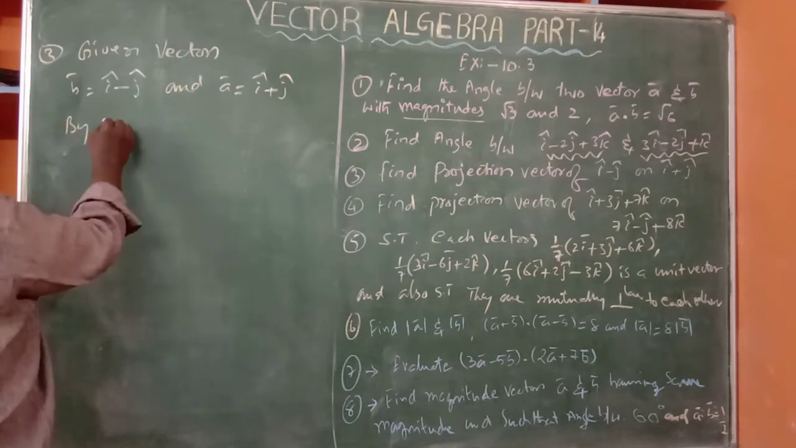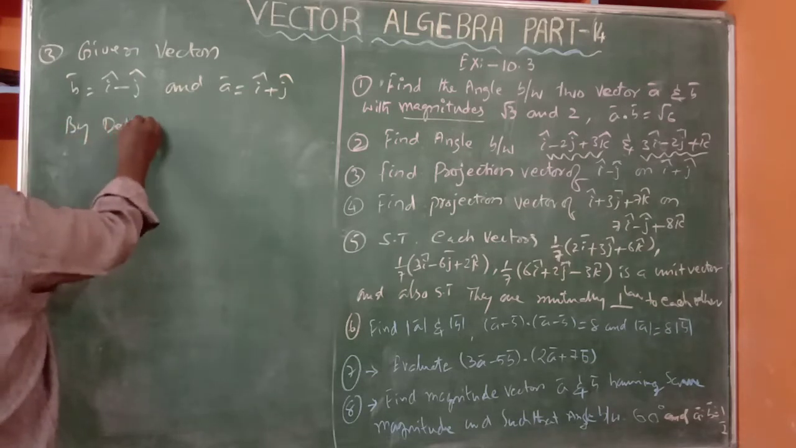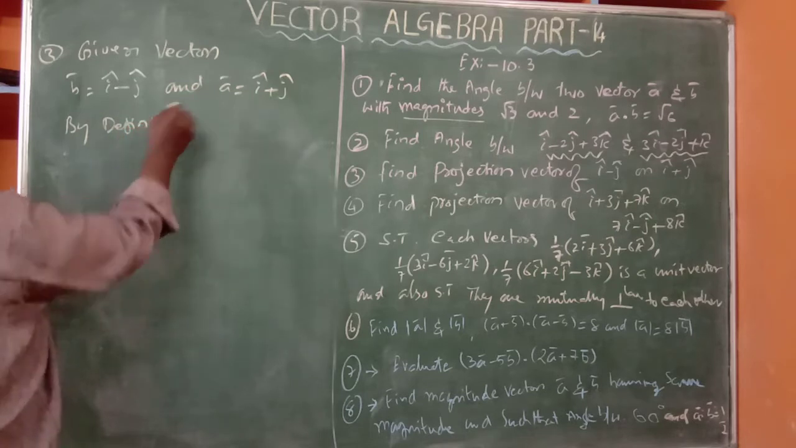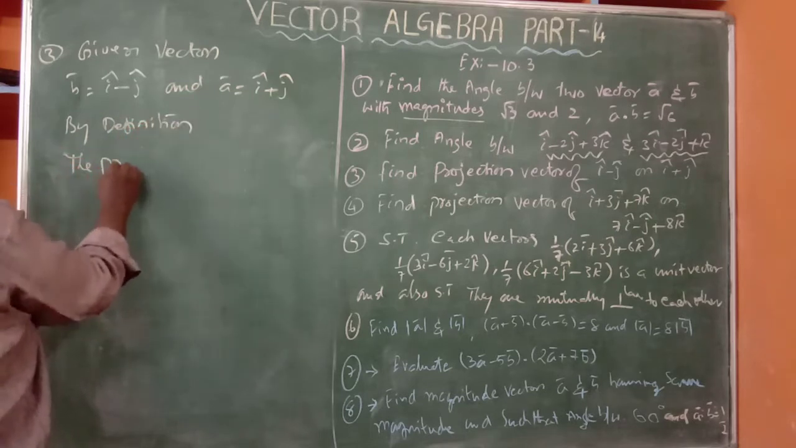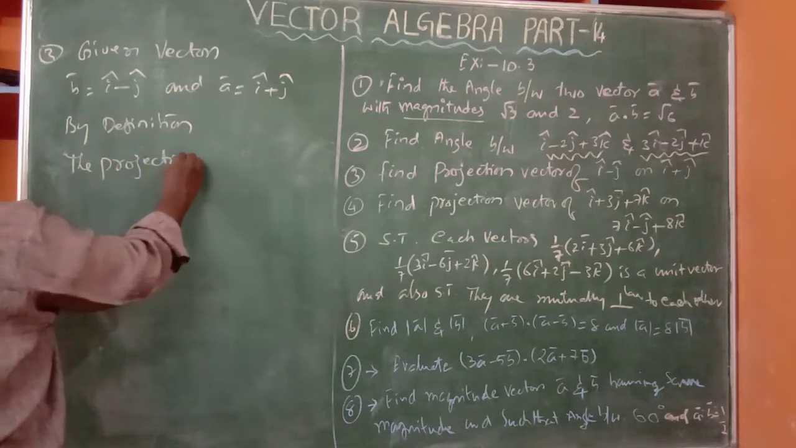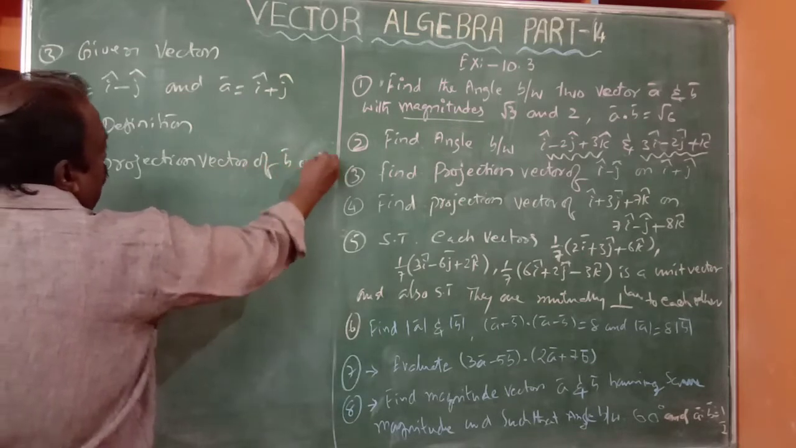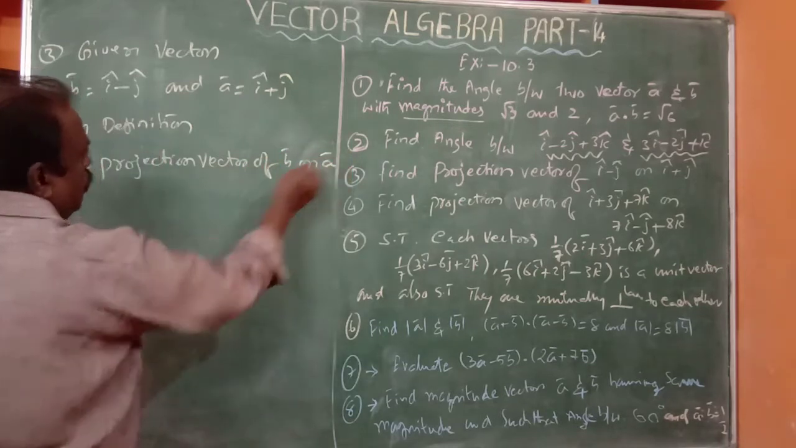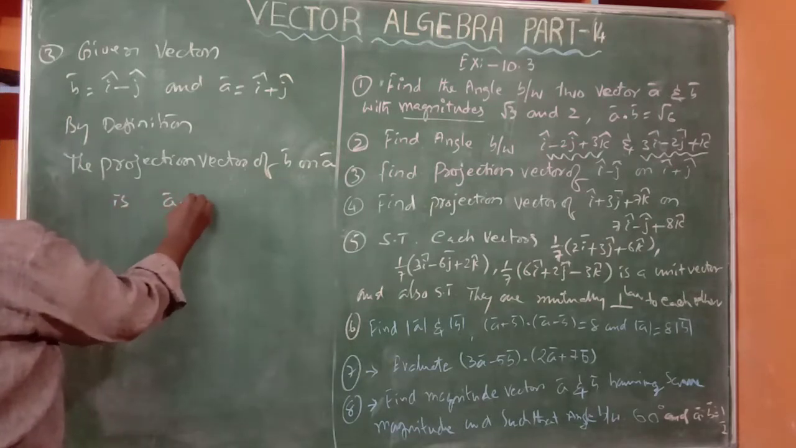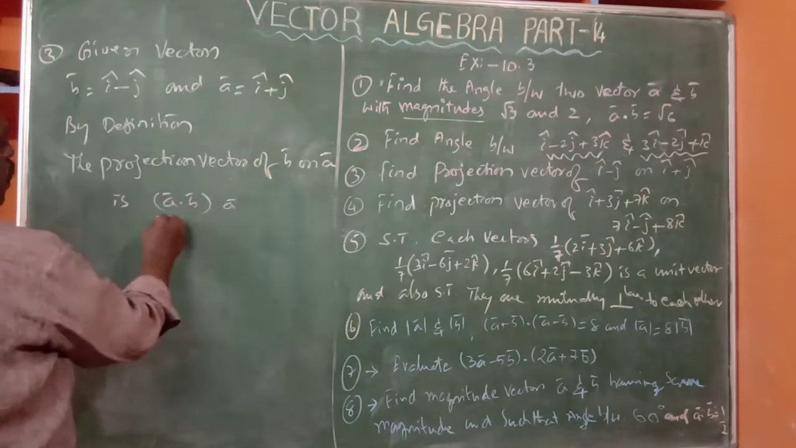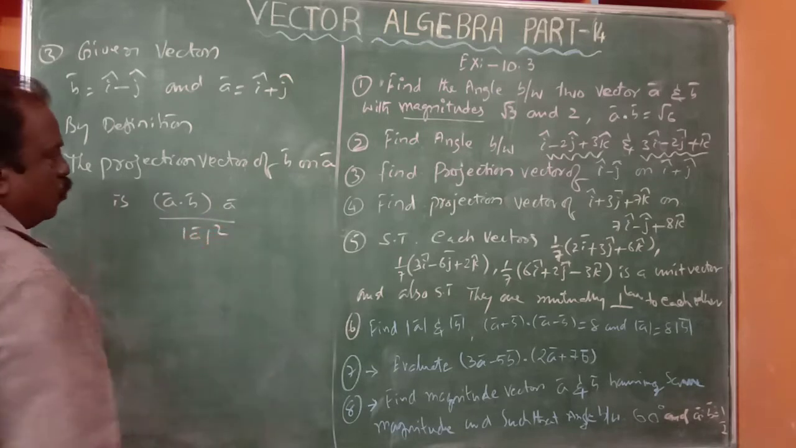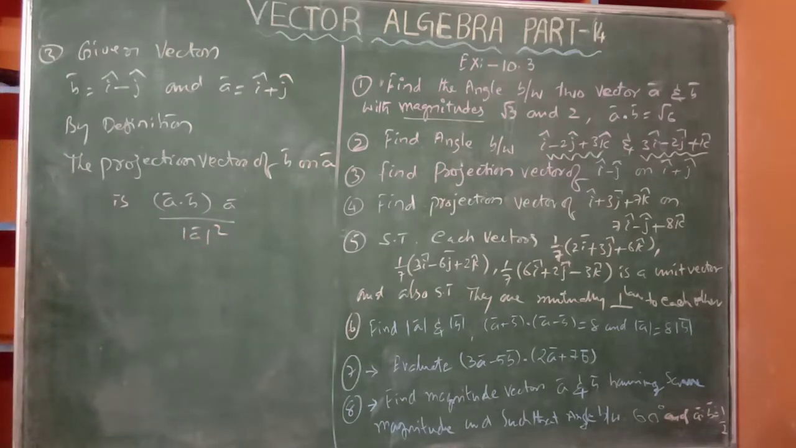By definition, the projection vector of B bar on A bar is A bar dot B bar into A bar by modulus of A bar square. That is the formula. The projection vector is always for B bar, the vector for which we are finding the projection. Mind it well.